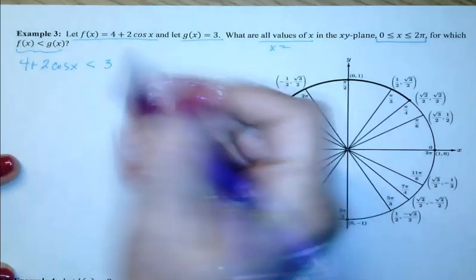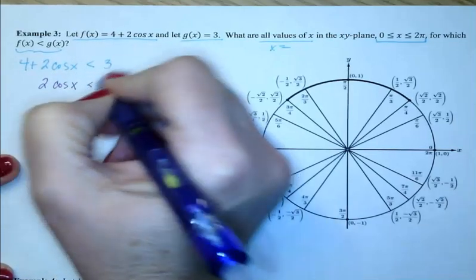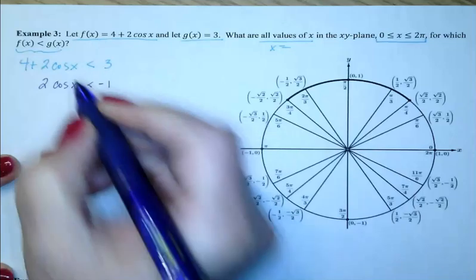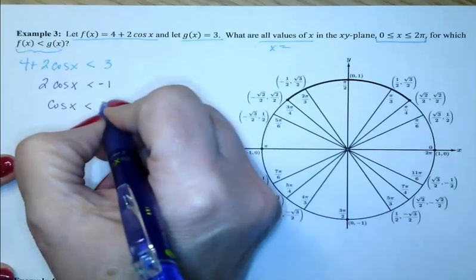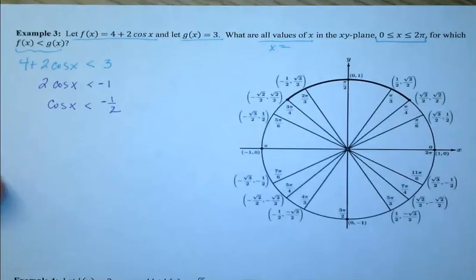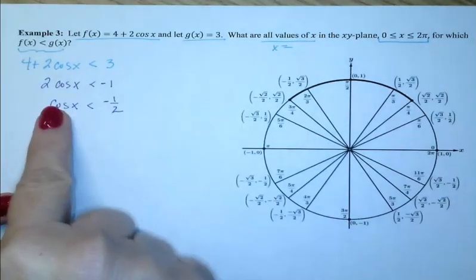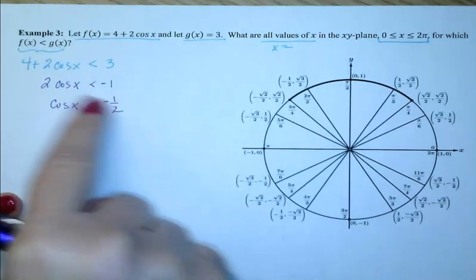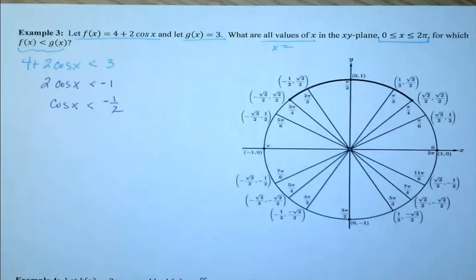All right, so we want to isolate our cosine function. So I'm going to move the 4 over. So that's 2 cosine x is less than, subtract 4, so that's minus 1. And then cosine x is less than, going to divide by positive 2, so that's negative 1/2. Remember, if you multiply or divide by a negative number, it does switch the direction of your inequality. So I had to do a few steps, but I can still isolate it. Once I get it to this point, I can basically think about what's happening on the unit circle to help me answer that question. So I want to know when the cosine of x is less than negative 1/2.